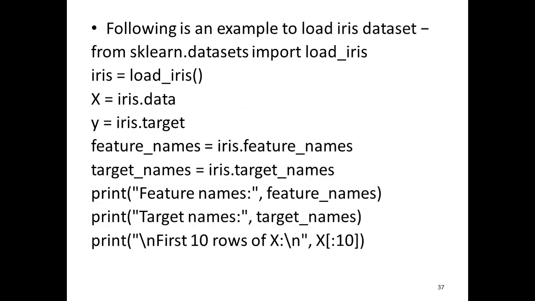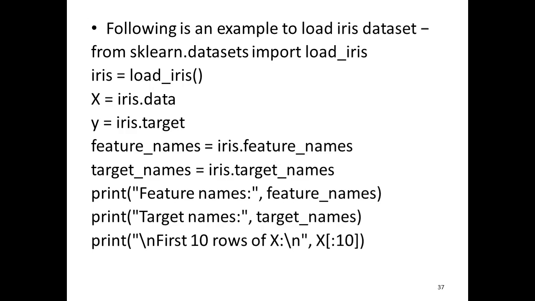How to load the data set? You can use the sklearn data sets: from sklearn.datasets import load_iris. This is the main thing, so you can directly use load_iris. Here X represents the feature variables and y is the output variable. That is, the input variable is X and the output variable is y. So iris.data represents all the features, and iris.target represents the output variable.